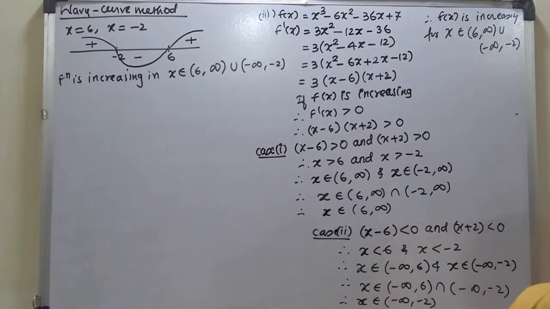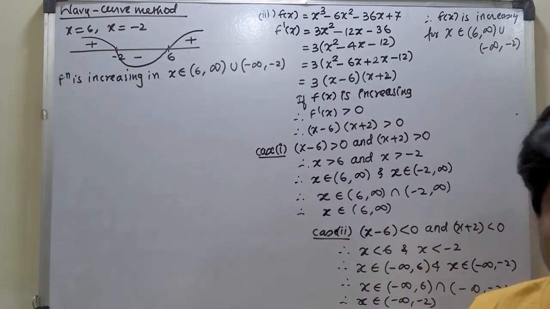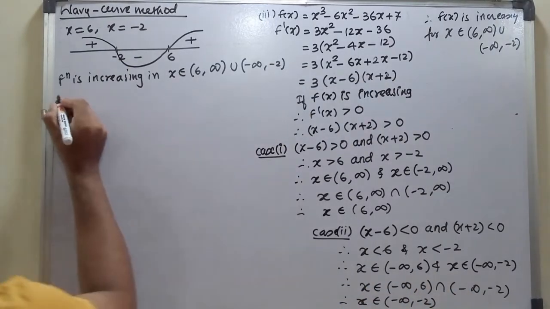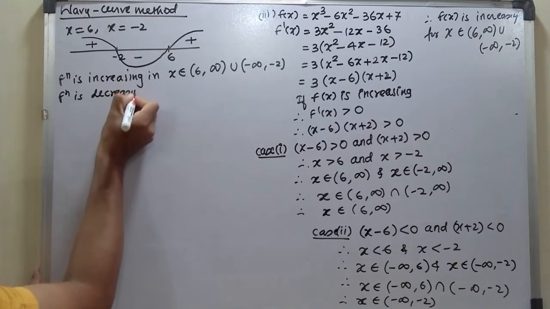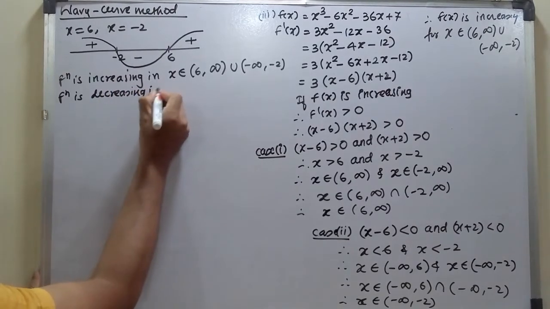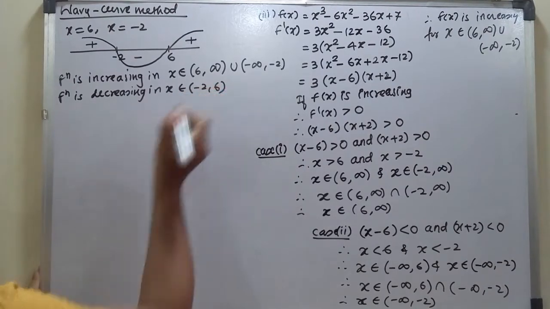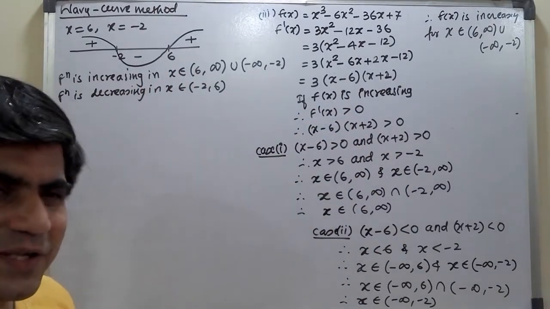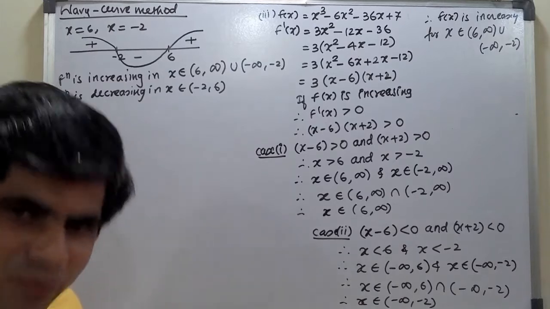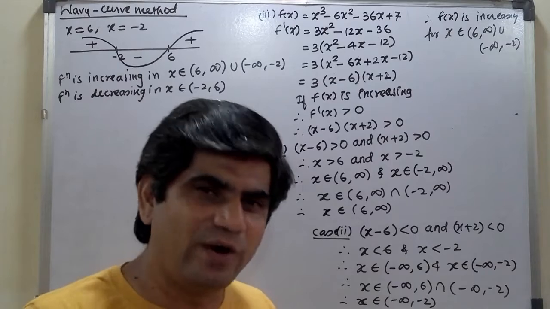Now it is not asked, but we understood the function will be decreasing if f dash x, that is the first derivative, is negative. So where is it negative? It is negative between this point, right? So I can say the function is decreasing in x belonging to -2 to 6. Isn't it very easy? Yes, it is. See these lines and see this. So it is very simple. I will show you one or more questions in this particular way. You will get a hand on it and you can do it anytime.